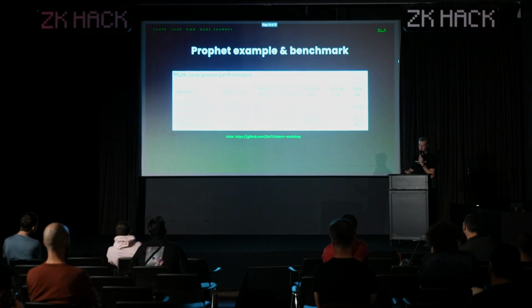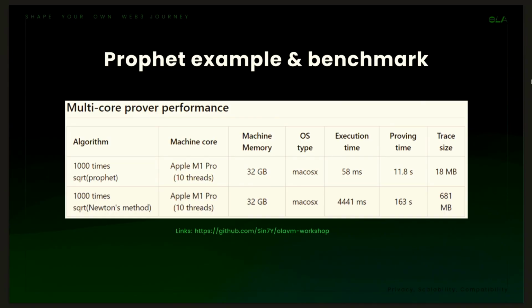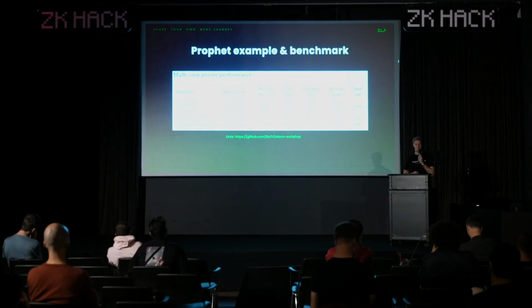And we have run some benchmarks on this as well. So we ran the calculation of a square root 1,000 times, and you can see that the execution time vastly is lowered. And the same thing goes for the proving time. So utilizing means like this and having this for more things that are ZK unfriendly can speed up the throughput in such a system.